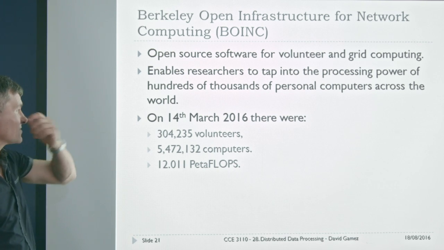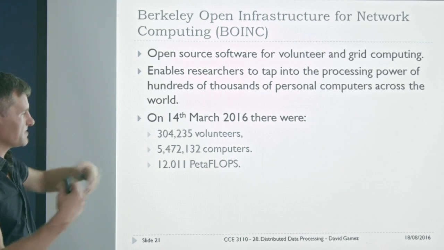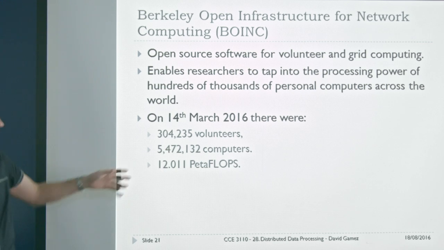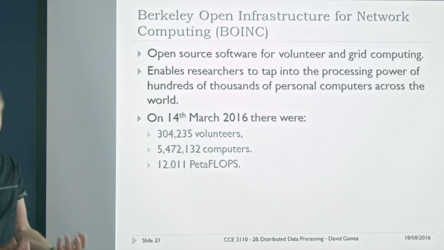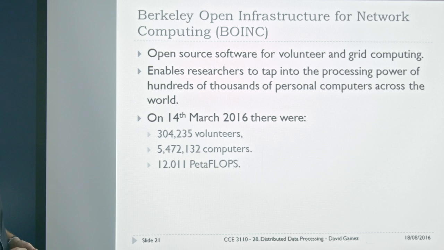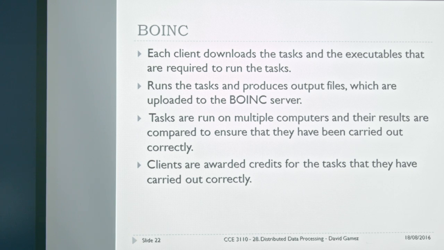On the 14th of March 2016, I had a look at the page, and they've got like 300,000 people participating in this program. So it's a lot of machines, right? We've got like 5 million computers and about 12 petaflops. So you can get a lot of processing power by tapping into people donating their CPU time. BOINC is probably one of the bigger ones of these things.